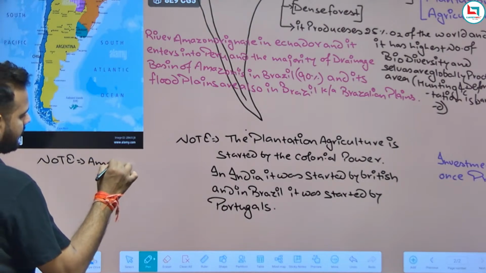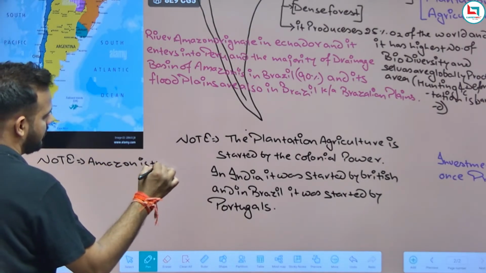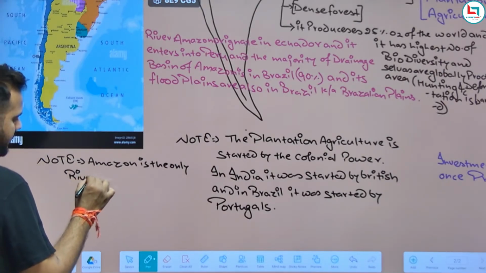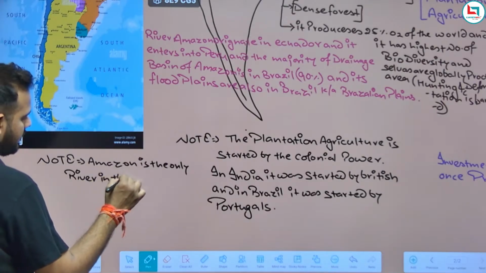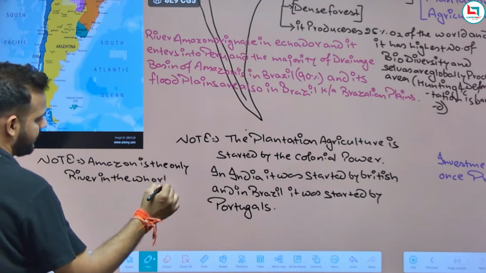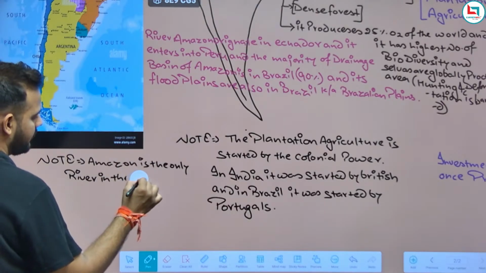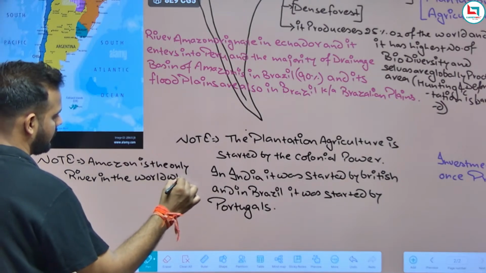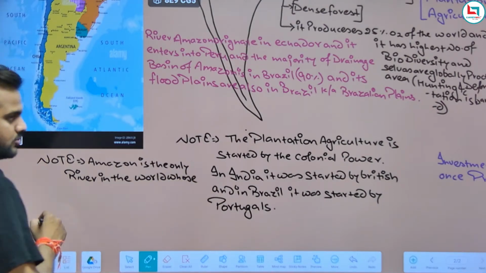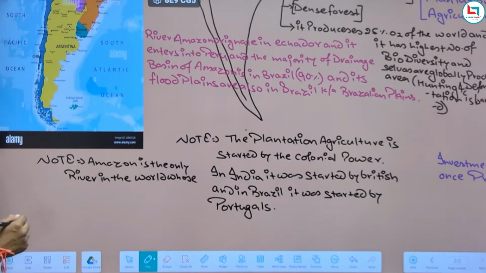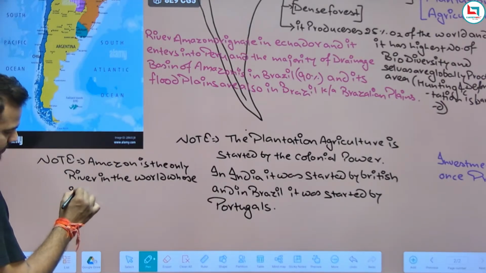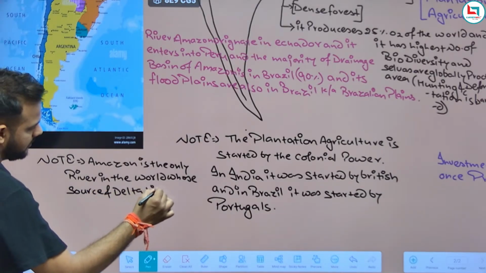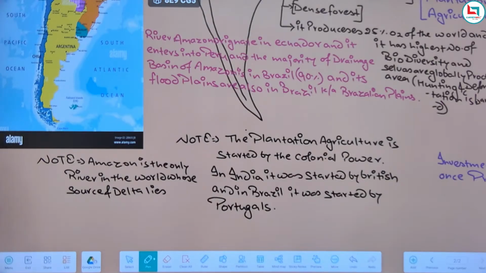Amazon is the only river in the world whose source and delta lie in the equator.